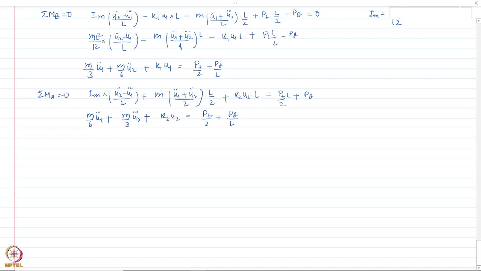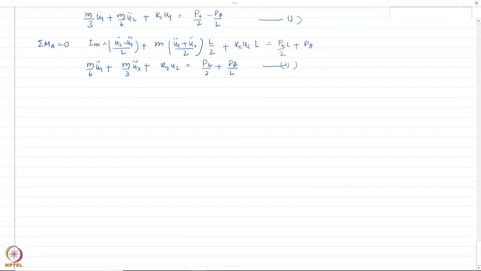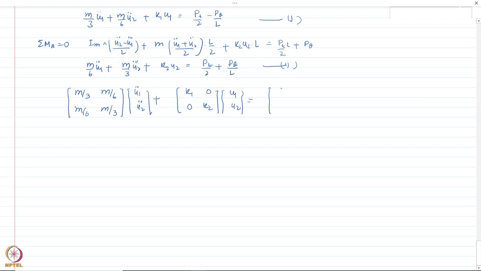Okay, so equation 1 and equation 2 can be combined together in matrix form and written as: m by 3, m by 6, again m by 6, m by 3, and then the acceleration vector here. Then I have the stiffness matrix, k1 0 and 0 k2, and then the displacement vector, and that is equal to the force vector, which comes out to be P_t by 2 minus P_theta by L, and then P_t by 2 plus P_theta by L.